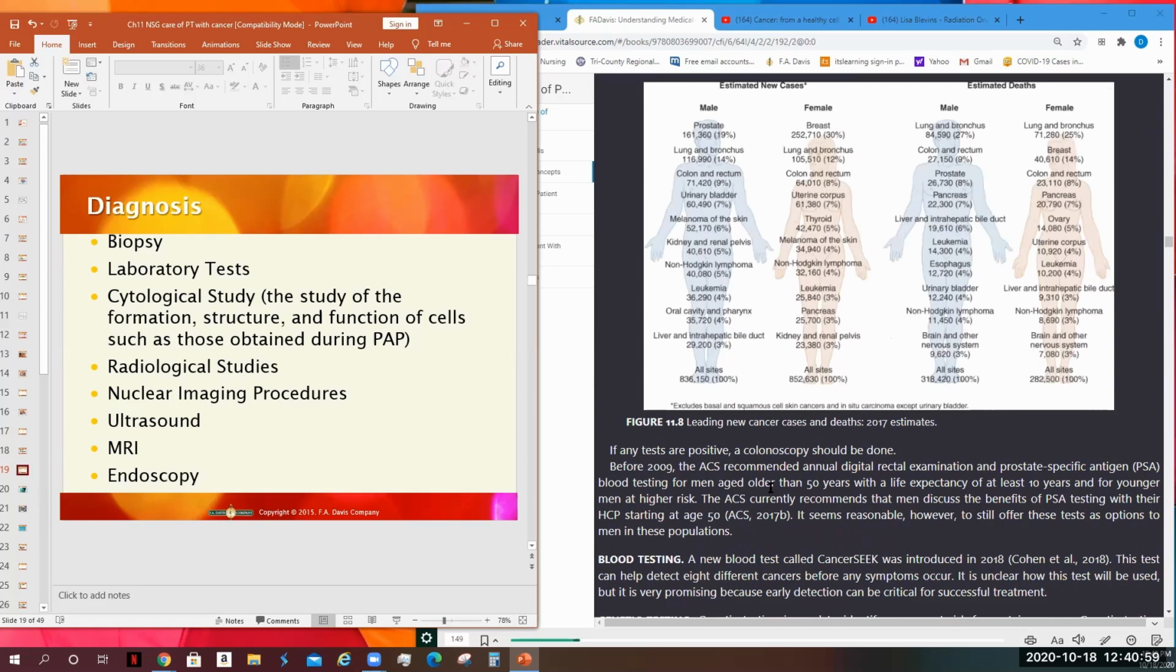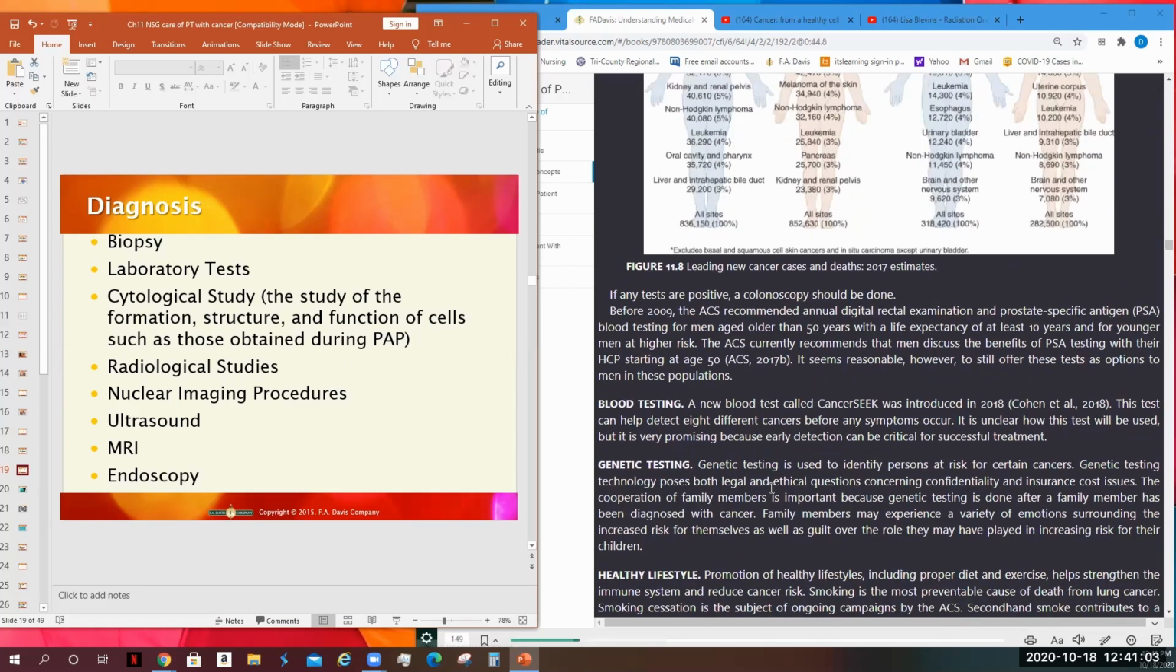Before 2009, the ACS recommended annual digital rectal examination and a PSA, prostate specific antigen, blood test for men older than 50 years with a life expectancy of at least 10 years, and for younger men at higher risk. The ACS currently recommends that men discuss the benefits of PSA testing with their HCP starting at age 50. It seems reasonable, however, to still offer these tests as options to men in these populations.